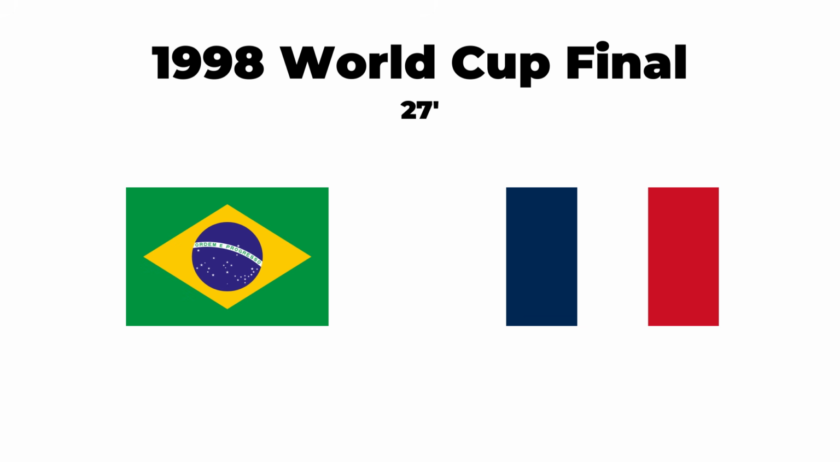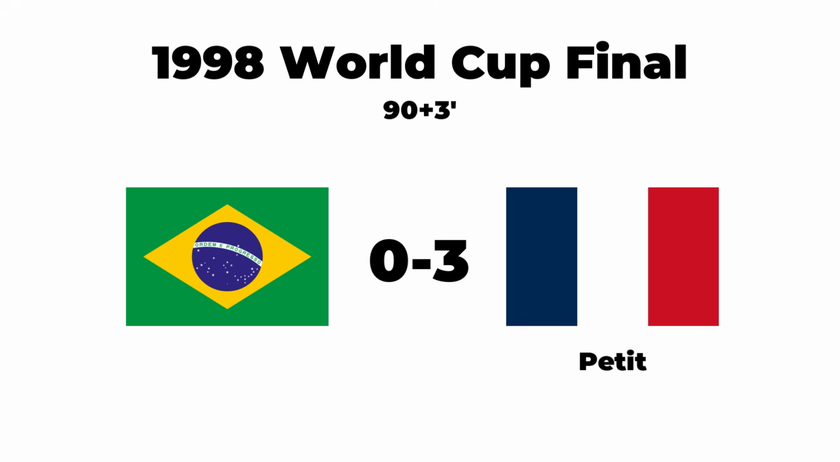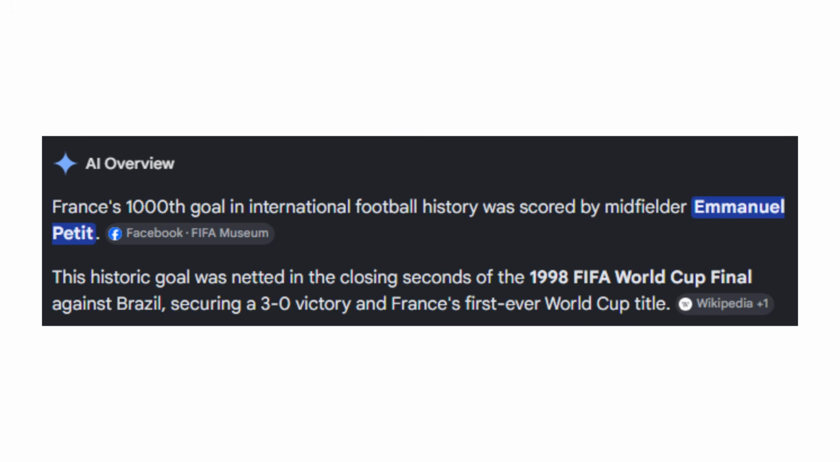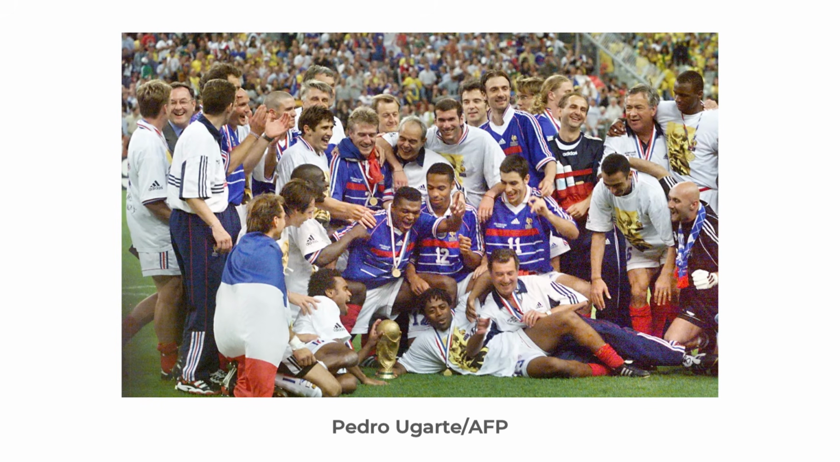But just 4 minutes later, Zinedine Zidane scored from a header, and then he did it again just before half-time. And despite the centre-back Marcel Desailly receiving a second yellow, and therefore a red card in the 68th minute, Emmanuel Petit scored the third. This was a symbolic goal for France. It was the goal number 1000 for France. And also a special goal, because it secured France's first World Cup victory, and they did it on their home soil.